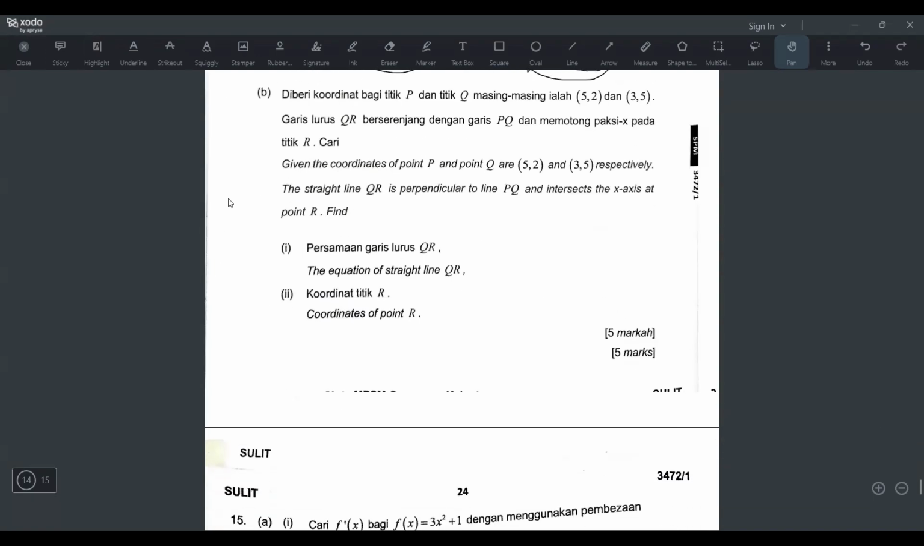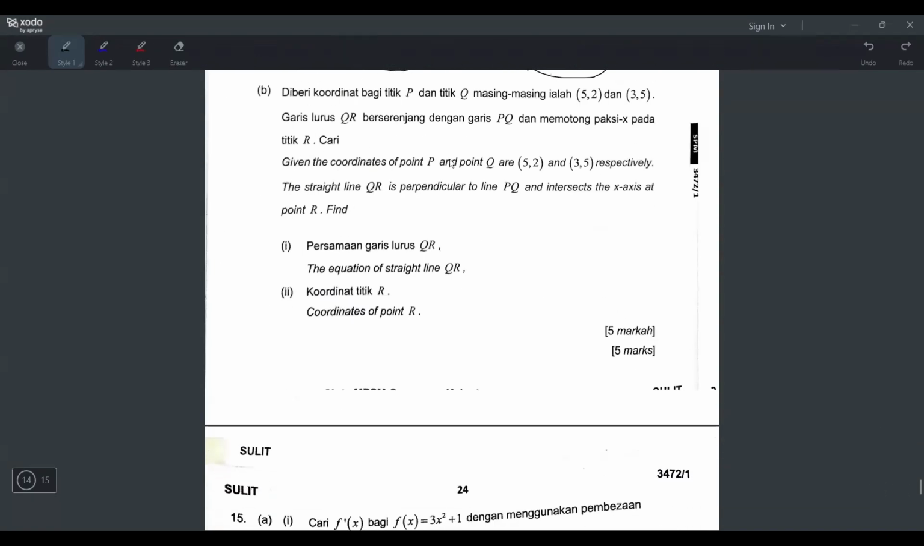Okay, let's continue. B says, given the coordinates of P is (5, 2), Q is (3, 5), straight line QR is perpendicular to PQ. When you see the word perpendicular, immediately think about this formula, M1 times M2 equals -1. In this case, it will be gradient of QR times gradient of PQ equals -1, because QR and PQ are perpendicular. And they say QR also intersects the x-axis at point R. It means the y coordinate of R will definitely be 0, because this is the x-intercept. So the y will be 0.